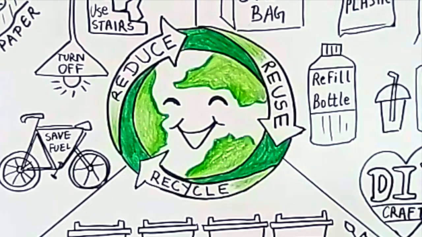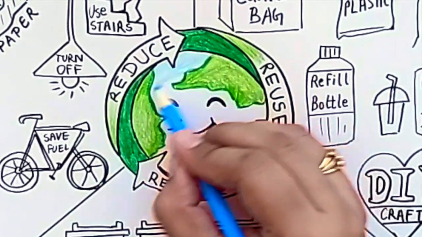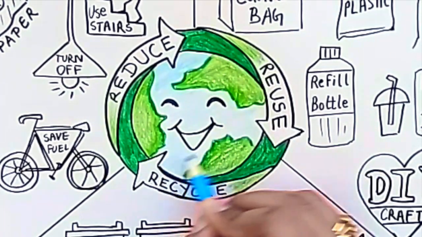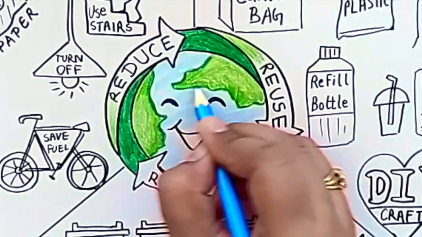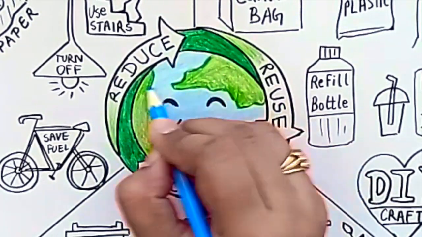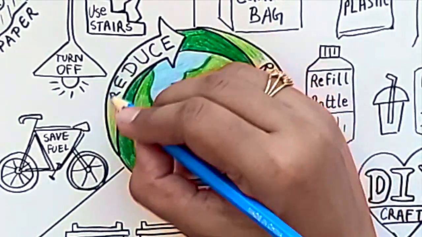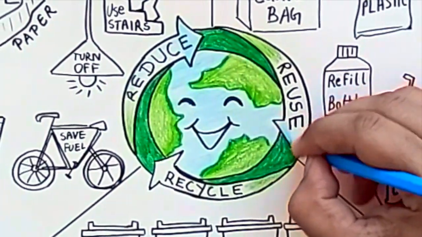Okay, now I'm using a light blue color to color the entire face, the water part of the earth, and I'll be coloring the arrows also with this light blue. Very lightly I'm coloring the arrows because I'm going to add another shade over them.